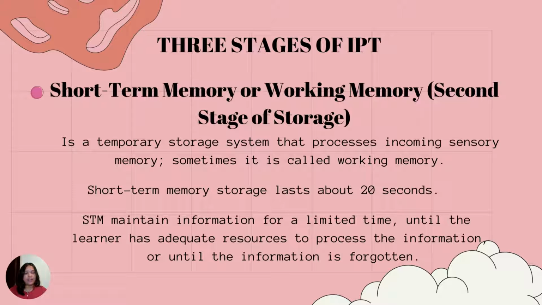Short-term memory or working memory, second stage of storage. It is a temporary storage system that processes incoming sensory memory. Sometimes it is called working memory. Short-term memory storage lasts about 2 seconds. Short-term memory maintains information for a limited time until the learner has adequate resources to process the information or until the information is forgotten.